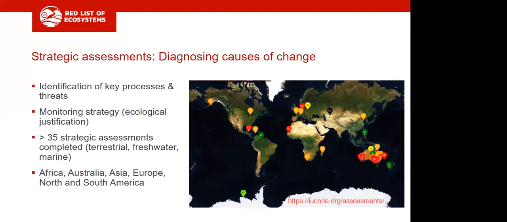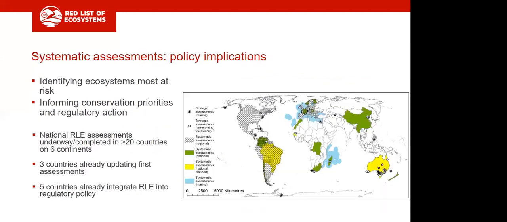Some of them are led by CEM members, but increasingly more of them are being led by researchers from around the world who are just applying the methodology, which is already public, to their ecosystem. In terms of the systematic assessments, on this map the colored regions and the cross-hatched regions are indicative of where systematic assessments have been completed or are underway, or there's interest. So this map changes a lot.